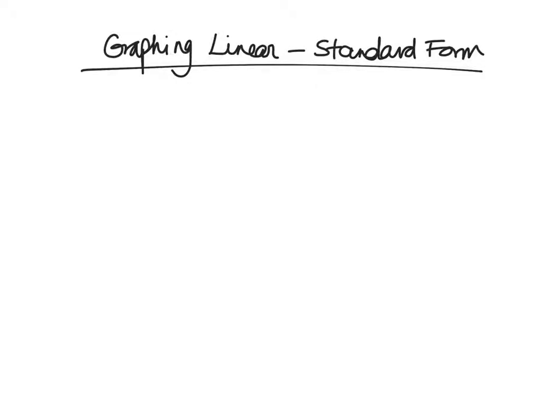Okay, this video is going to continue talking about how to graph linear equations, but we're going to focus on graphing in standard form. So let's review real quick just graphing in the forms that we've already learned before. And the first one is slope-intercept form, which is y equals mx plus b, where m is the slope and b is the y-intercept. And that should have been a review from the past.